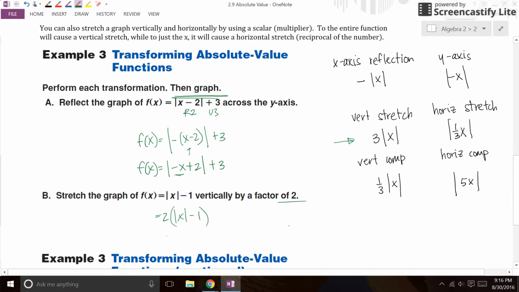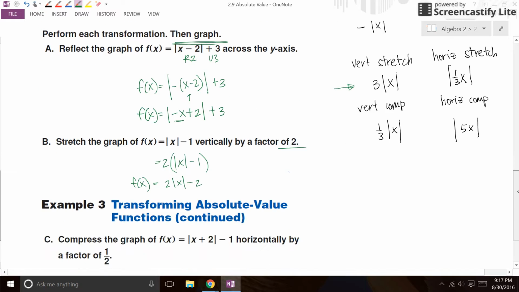Now I could clean that up again too. I could make this 2 absolute value of x minus 2. That's a good answer. And that would be, again, your vertical stretch by a factor of 2. And you'll notice that your y-intercept is changed, but that makes sense because we stretched it twice as tall. So now instead of being down 1, it's actually down 2.